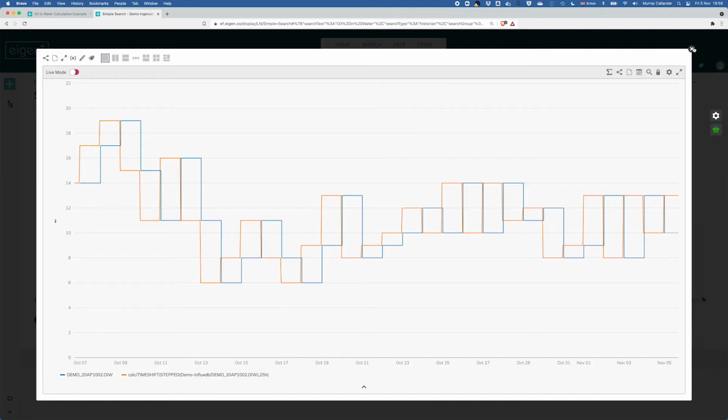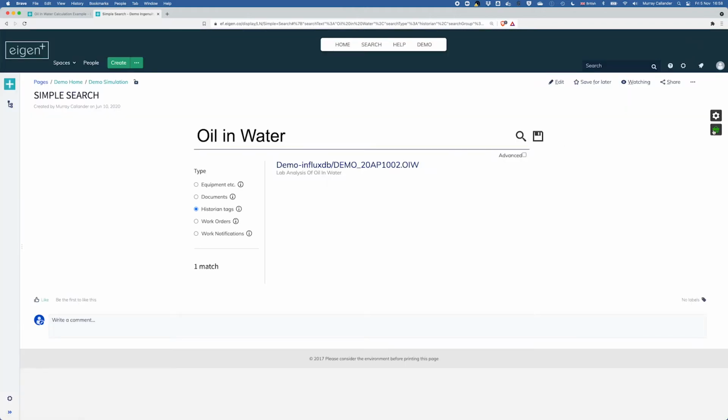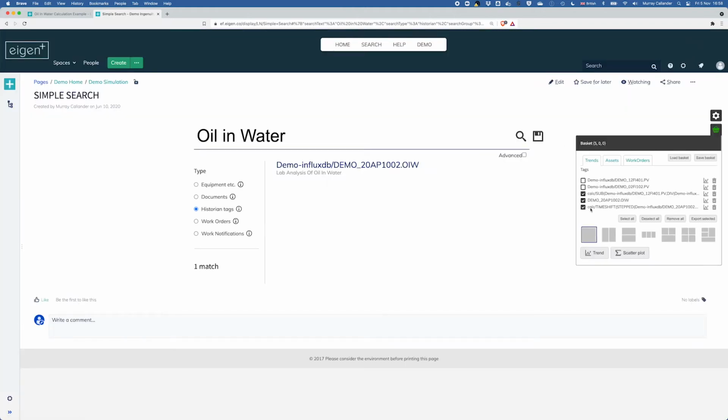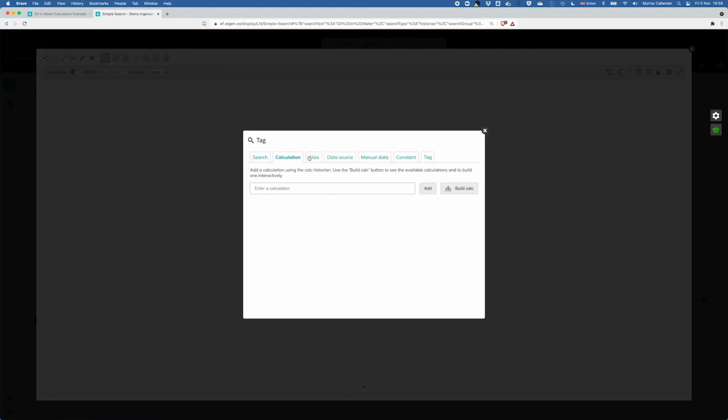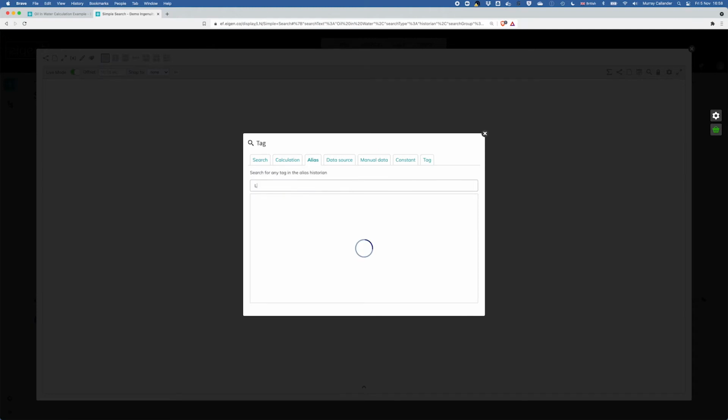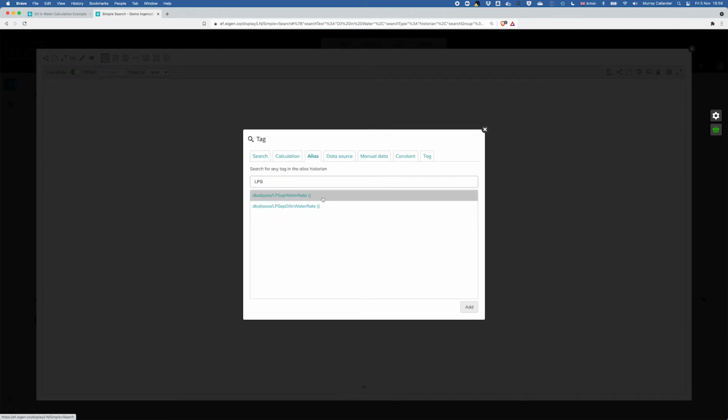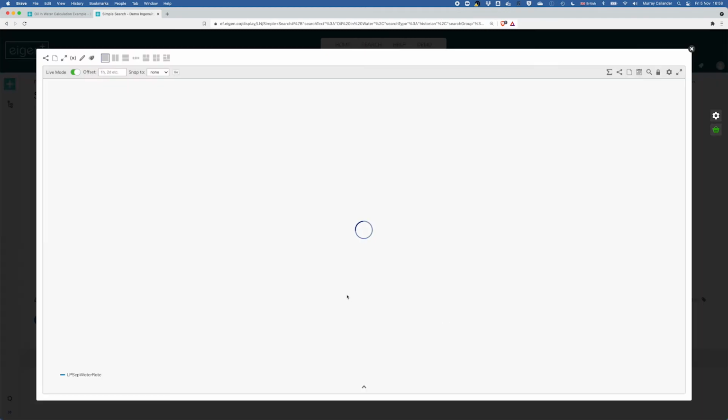So there's the graph we made before. Let's just clear that off and start with a clean graph. So to bring up a clean graph quickly, I'll just trend nothing. And let's search for that alias that we created earlier, the LP separator water rate. There we are, dB aliases, LP separator water rate.